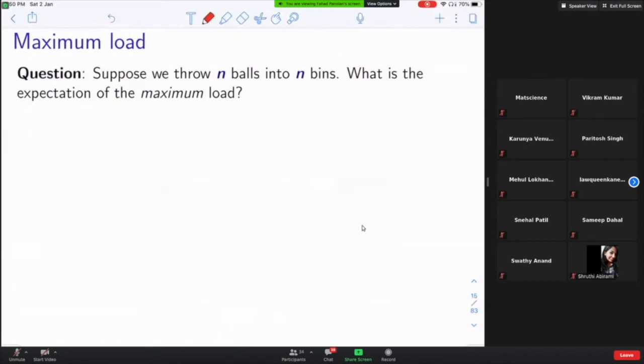Okay, now here is a question. Suppose we want to throw n balls into n bins. What is the expectation of the maximum load? What do I mean by maximum load? Look at the maximum of the xj's. What is that? Okay. So notice that you cannot do this directly. What do you think? What is this?